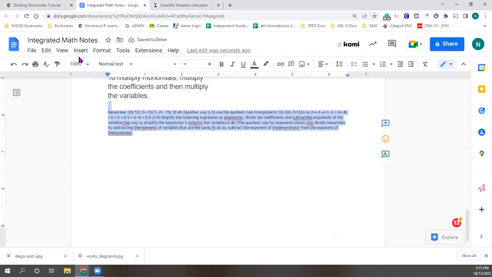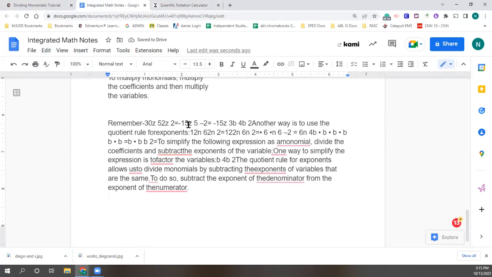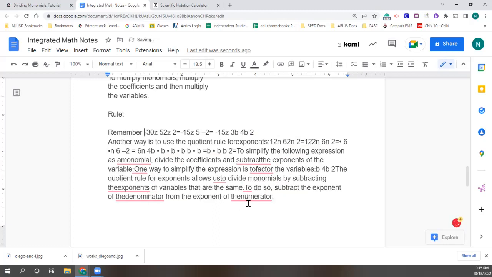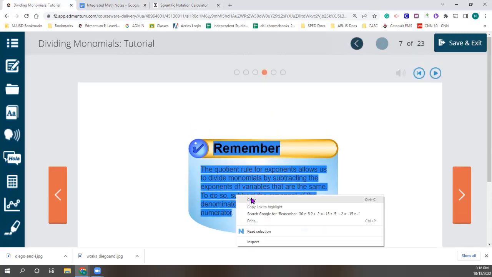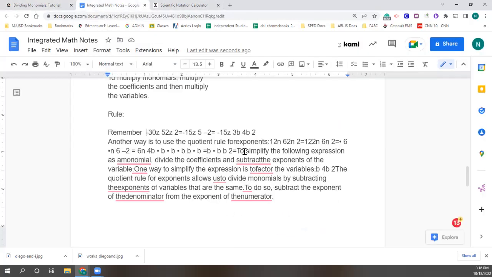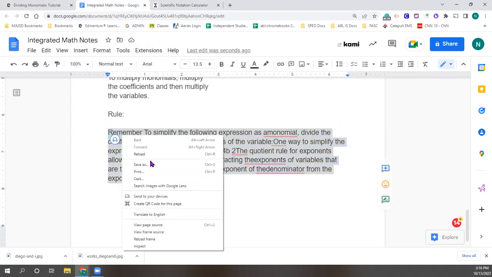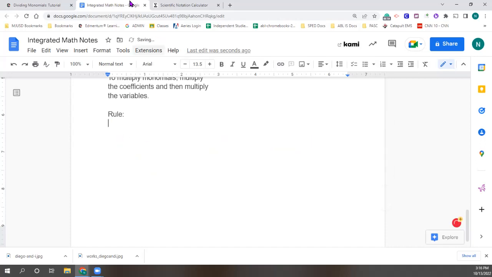Darn it. Paste without formatting. There we go. The rule. I don't know if that quite matches there. Where are those numbers? Copy. That doesn't look the same, does it? Let's get rid of this stuff. To simplify, what the heck? That does not look right. That still doesn't look right.